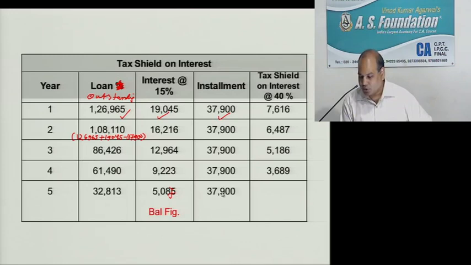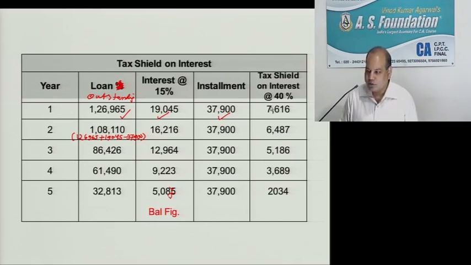The logic is simple. This is your last installment. After paying the last installment, the balance should become 0. So this figure, you write it as a balancing figure between the first number and this number. Whatever your own calculation suggests, you take this middle number as the balancing figure. And whatever you have written here, multiply by 40%. So you'll get 2,033. 1 or 2 rupees is okay.